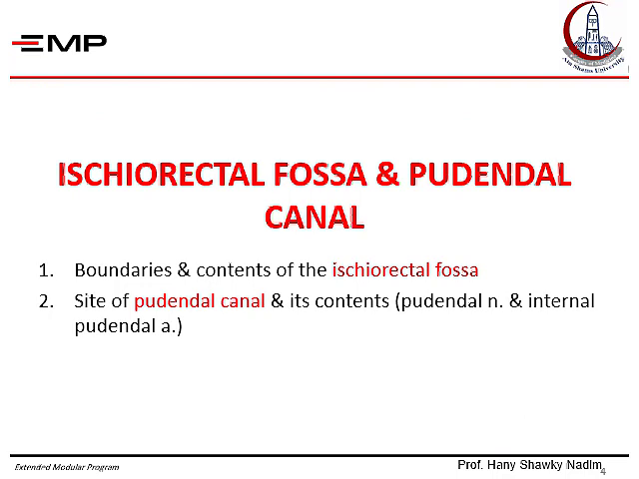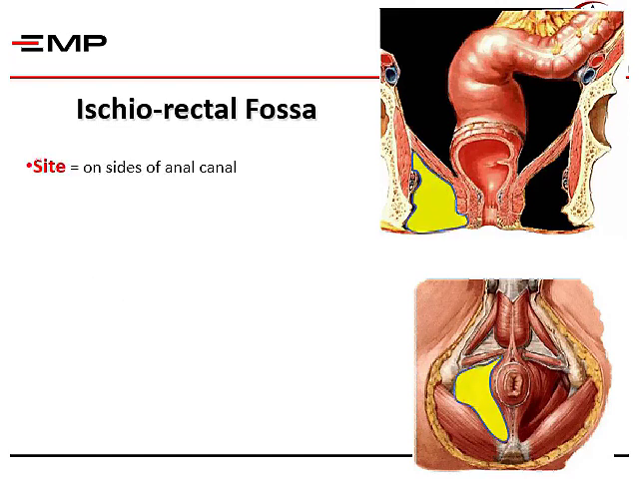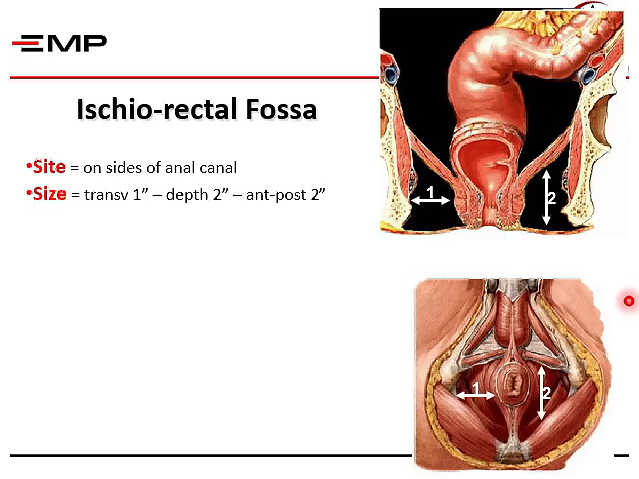The ischiorectal fossa, you have to know its boundaries and contents. And regarding the Pudendal Canal, you have to know its site and its contents, which are the Pudendal Nerve and the internal pudendal. Let's start with the ischiorectal fossa, where it is located. It is located on the sides of the anal canal, on both sides. So this is one ischiorectal fossa, and this is the other. Here at the bottom view, this is one ischiorectal fossa, and this is the second.